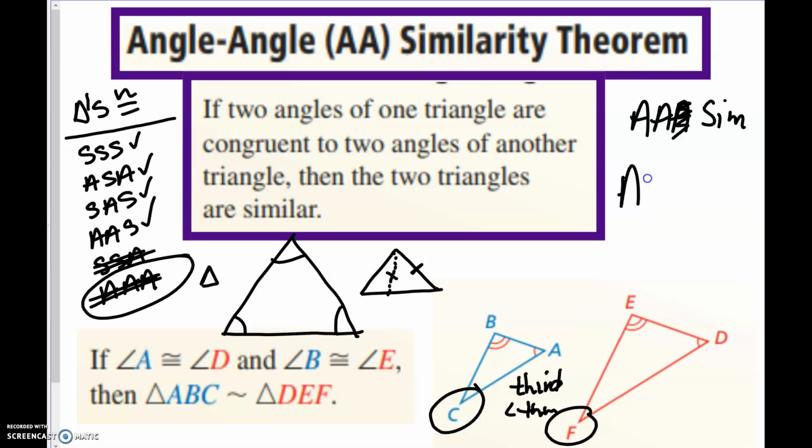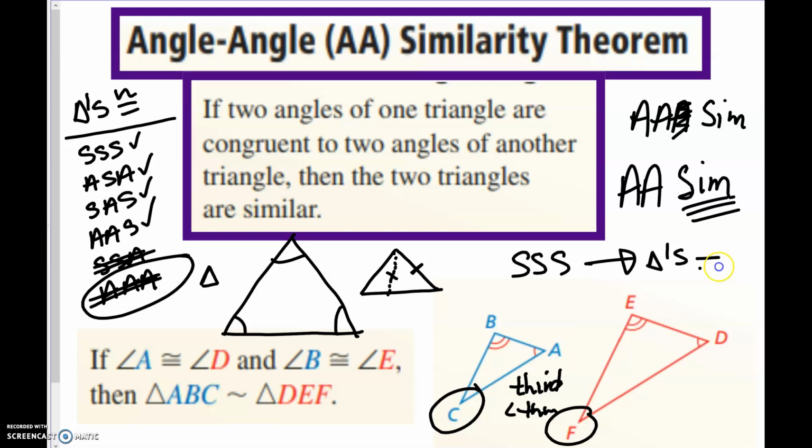So we just call this angle, angle similarity. Okay, you have to have the similarity after, because if you just use the letters, you are telling everybody that triangles are congruent. So if you don't put this word similar afterward, you are telling me that triangles are congruent. And we're not getting them congruent, we're working on similarity, scale factors, ratios.